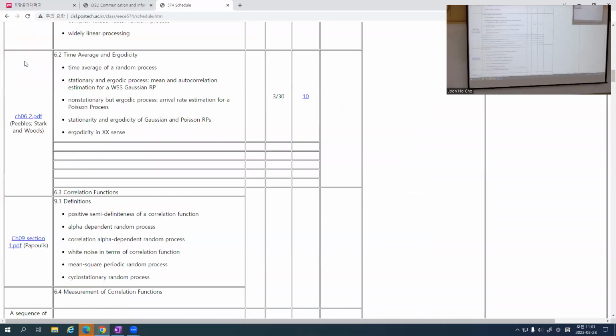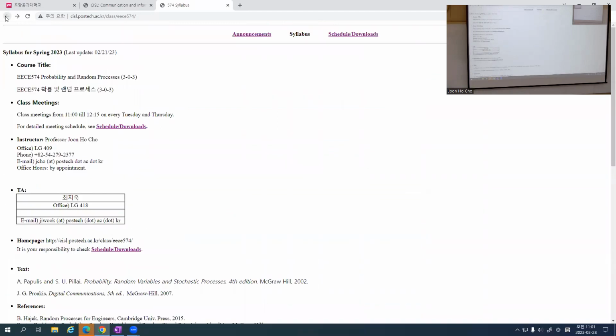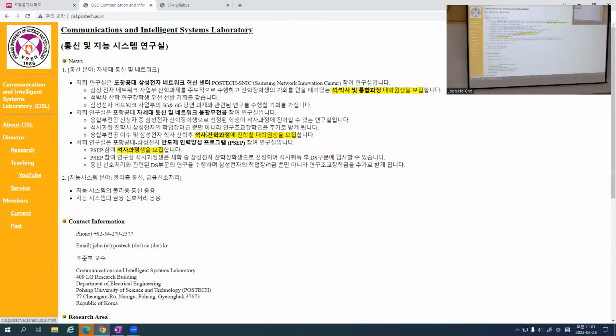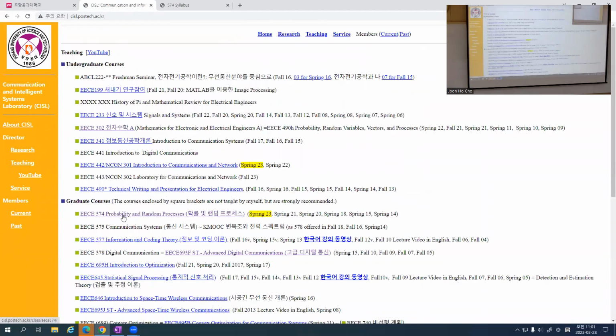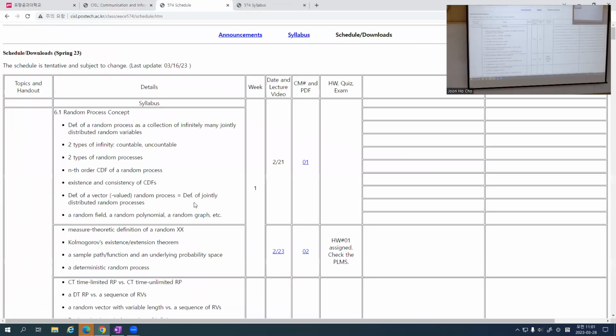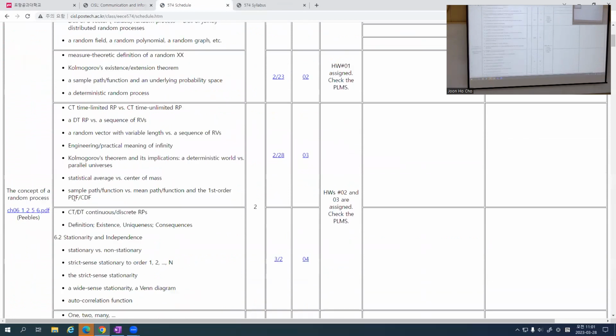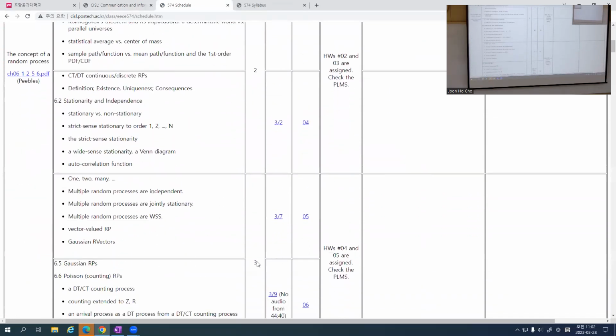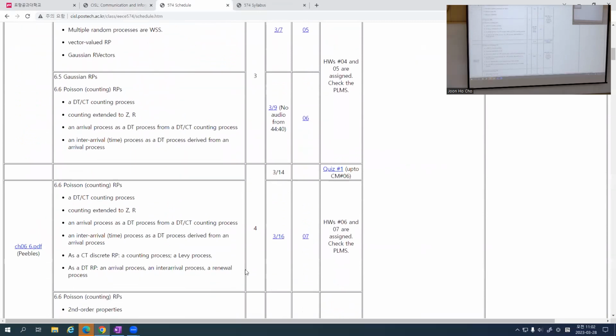And you know how to access, right? You go to cisl.postech.ac.kr, which is my lab's homepage, and then you go to teaching and you find the EECE574, and then you click schedule and download. There are links to the PDFs and annotated PDFs, and also YouTube links, so you can access the material.